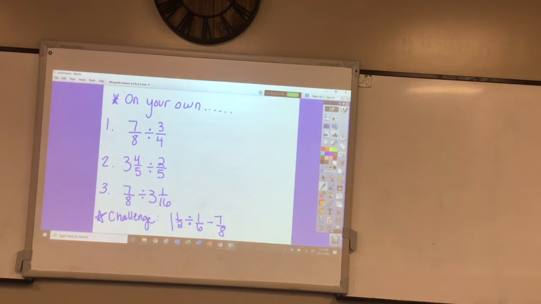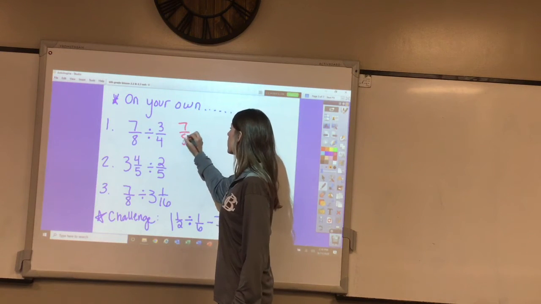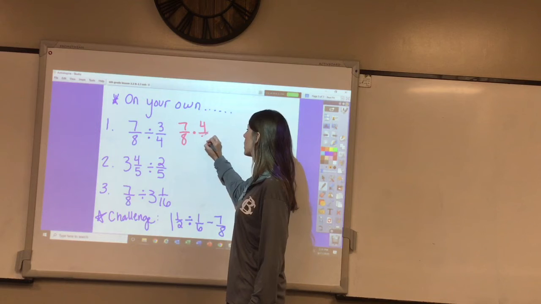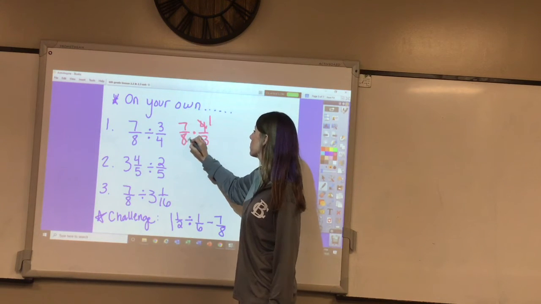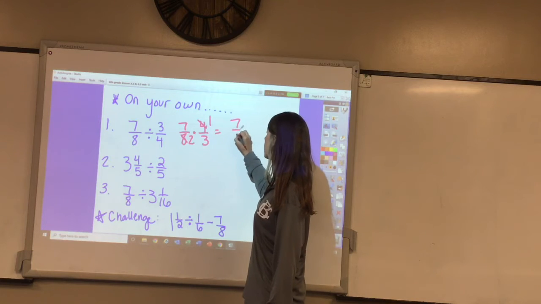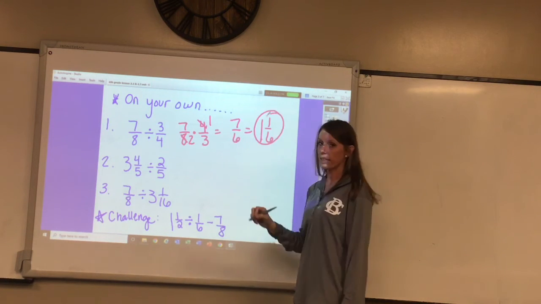Okay, so here we go. Let's see how you did. Hopefully you unpaused it and you're ready to go. So first I'm going to keep, change, flip. I'm going to cross reduce, divide both of those by 4. So this becomes a 1, this becomes a 2. So I get 7 over 6, which is 1 and 1/6. Hopefully you got that one right.